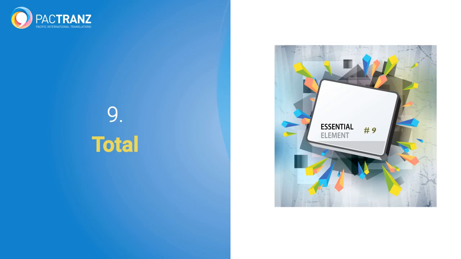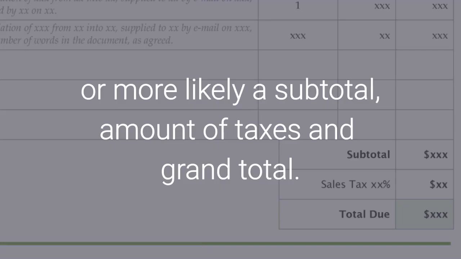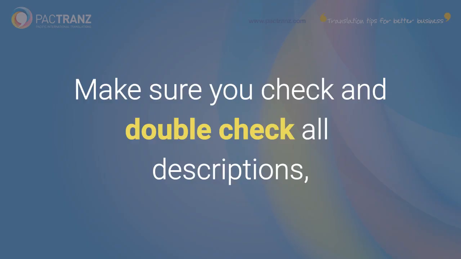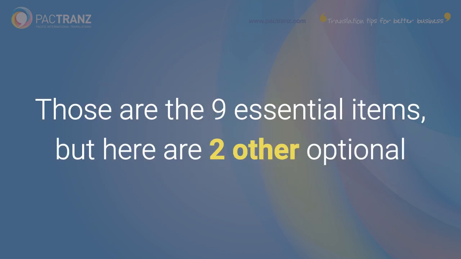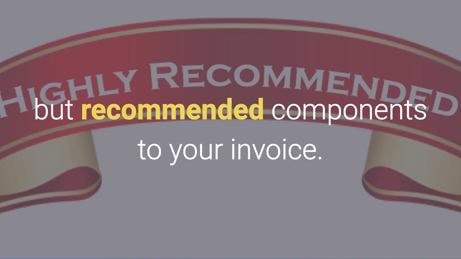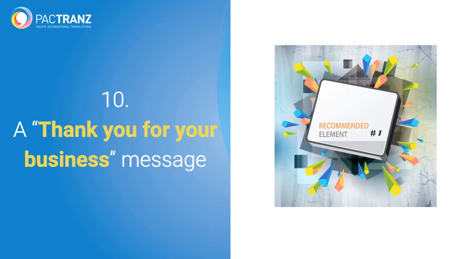Number 9, total. You'll need a field for the invoice total, or more likely separate fields for a subtotal, amount of taxes, and a grand total. Here's an important tip. Make sure you check and double check all descriptions, job references, amounts and totals before sending any invoice. So those are the 9 essential items, but here are 2 other optional but recommended components to your invoice. Number 10, a thank you for your business message.